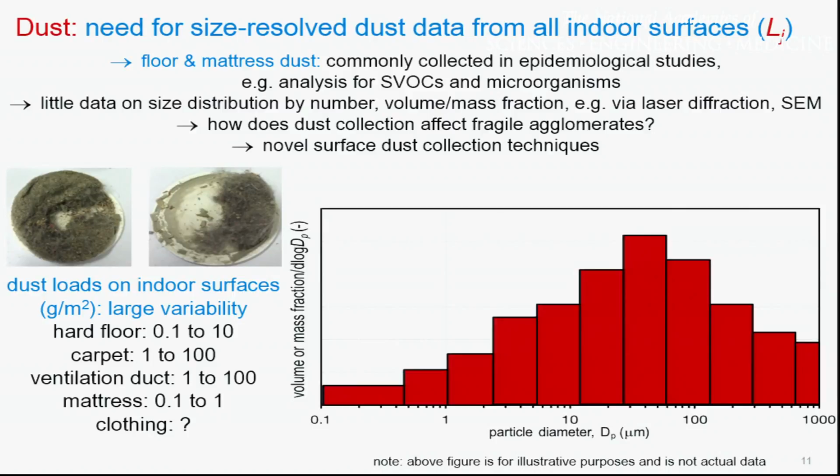Another thing related to this is looking at how we collect the dust. We may have very fragile agglomerates of particles within the dust deposit itself, and the various methods we use to collect the dust, either with a vacuum or a filter cassette, may break apart some of these agglomerates and then shift the size distribution. So I think there's a need for improving dust collection methods to better understand the size distribution of these particles on all indoor surfaces: carpet, mattresses, ventilation ducts.